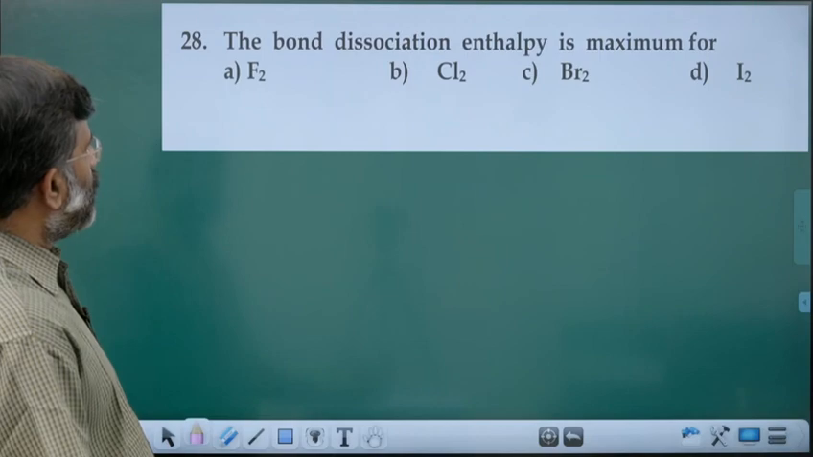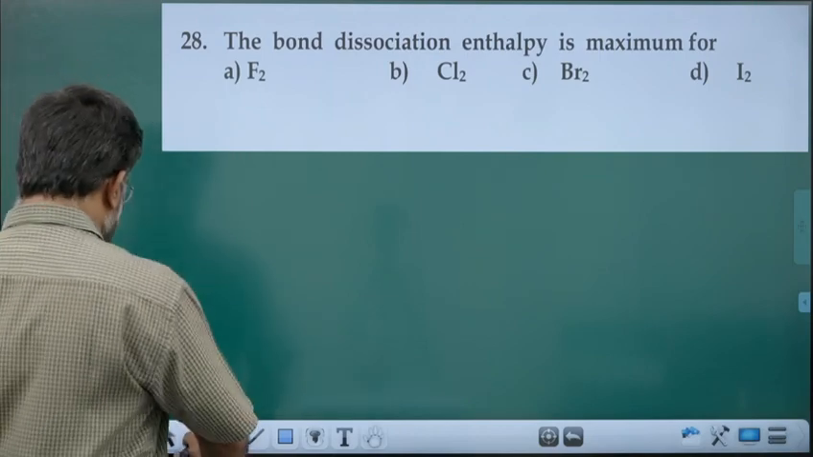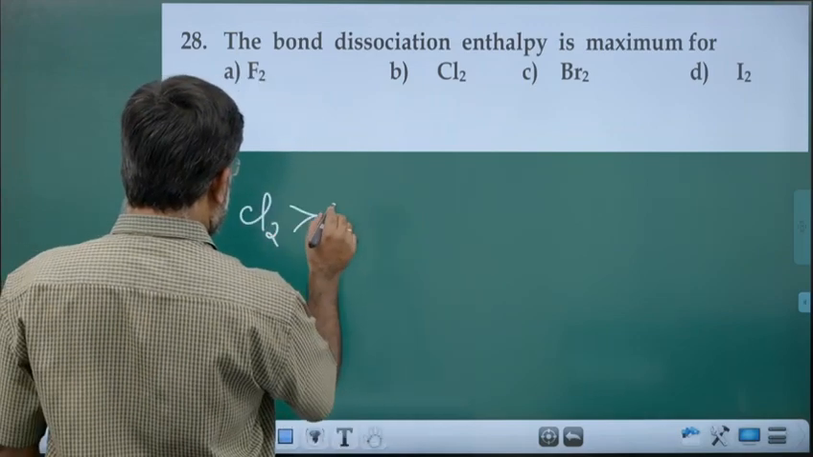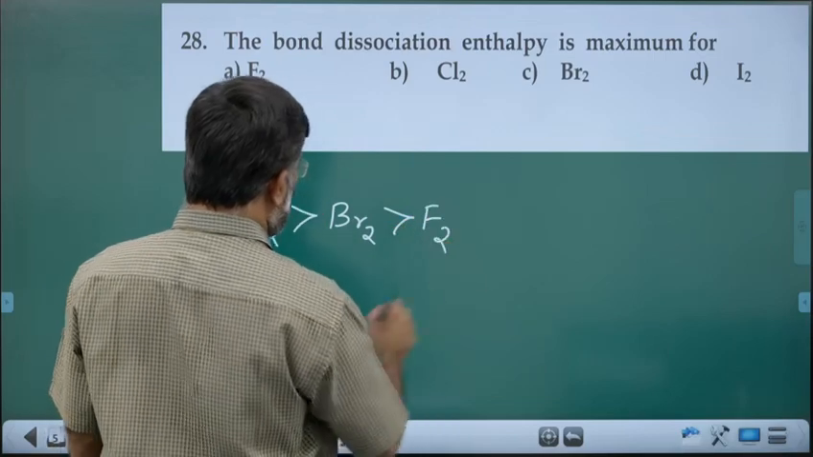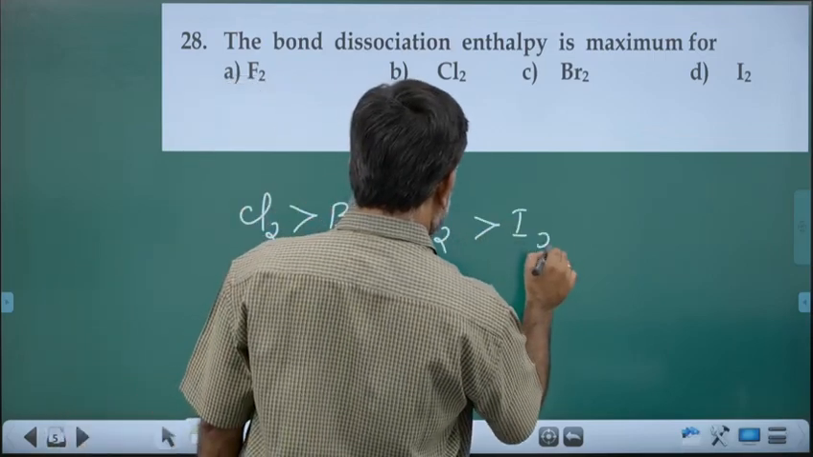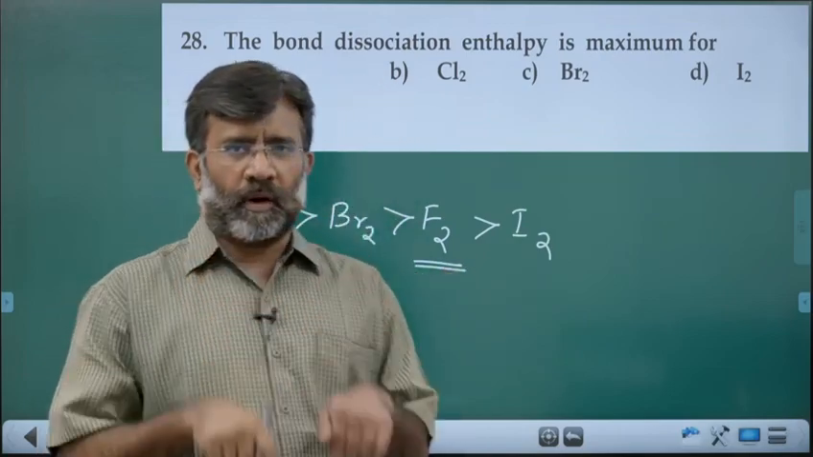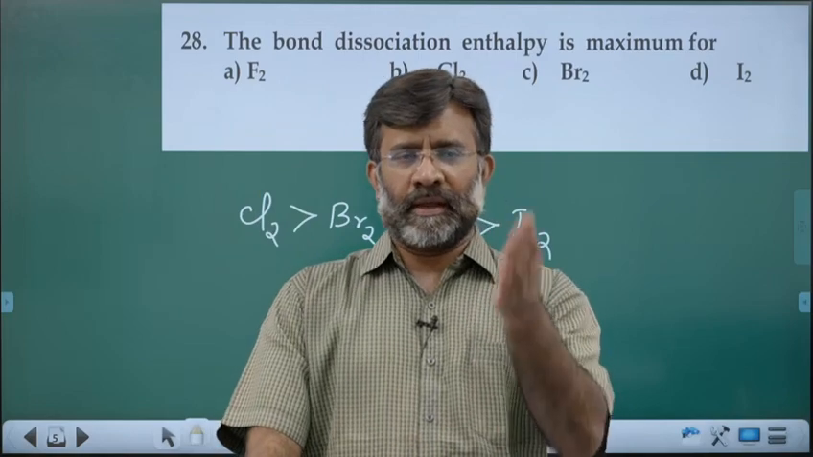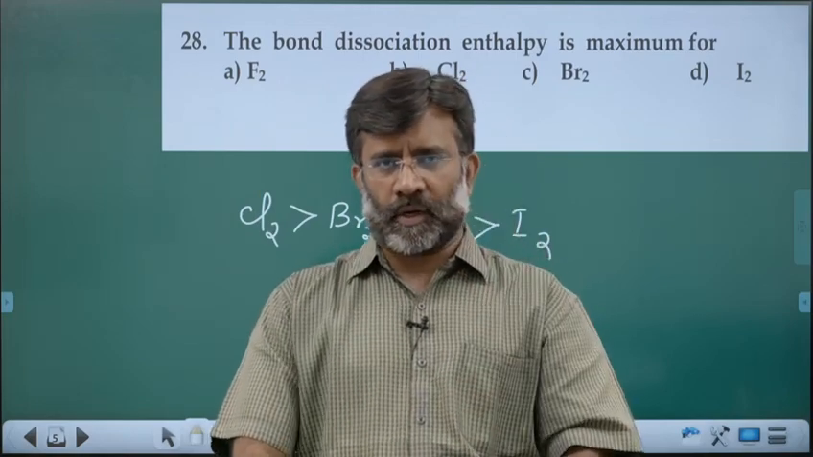The bond dissociation enthalpy is maximum for which one? Bond dissociation enthalpy order, all of you know. What is the order? Cl2 maximum, then Br2. Fluorine comes in the third place only, due to small size and interelectronic repulsion. Maximum chlorine, then bromine, then fluorine. So keep this specially in your mind.